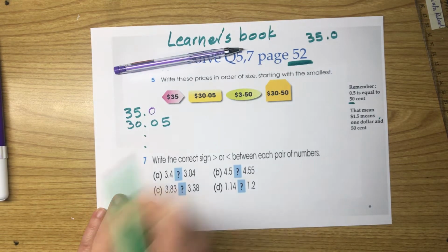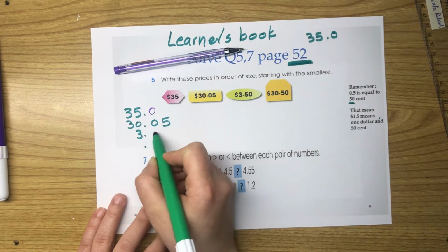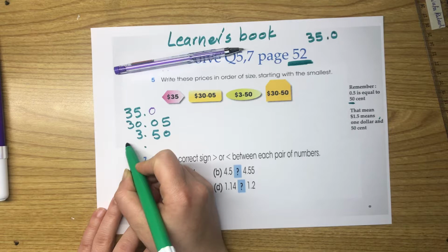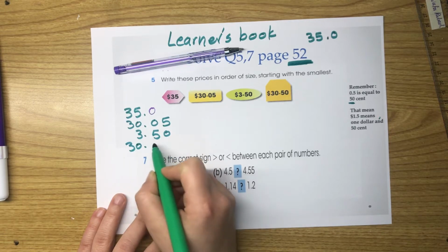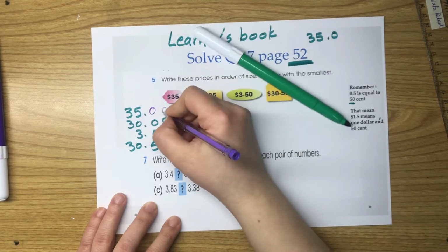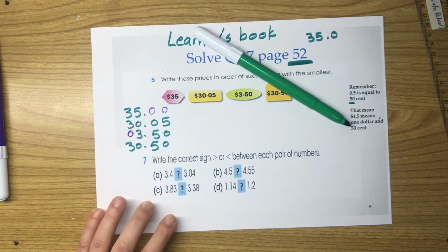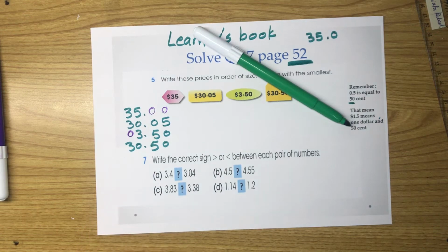30.05. 3.50. 30.50. I'm going to add zeros to missing places so it can make comparing and ordering much easier.